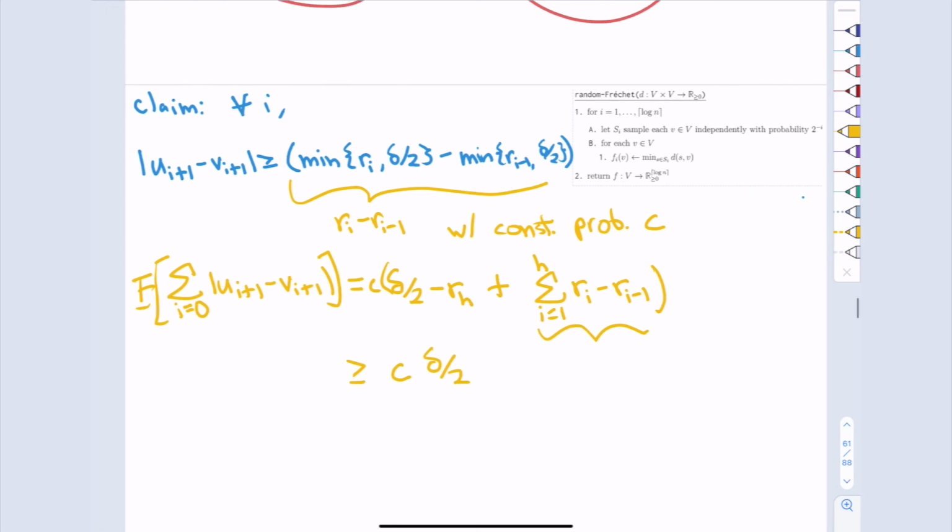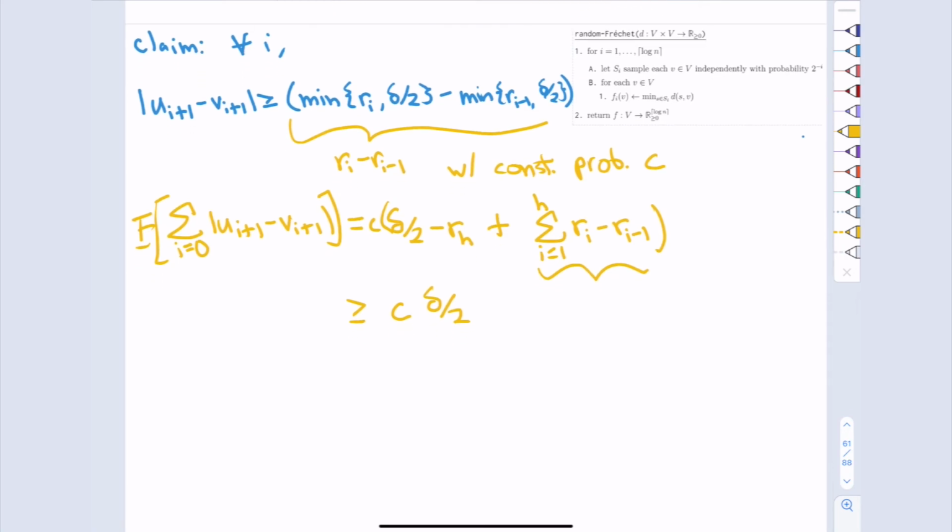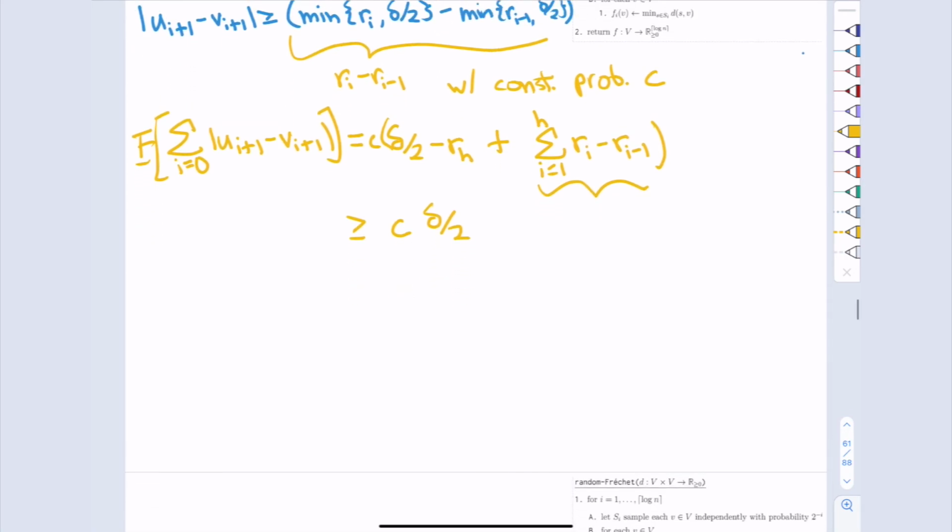So somehow the claim is about the ith coordinate. All right, let's focus on the most interesting case, which is the case where r_i is less than delta over 2.